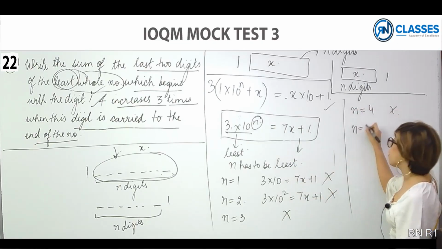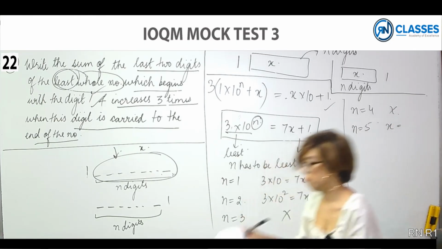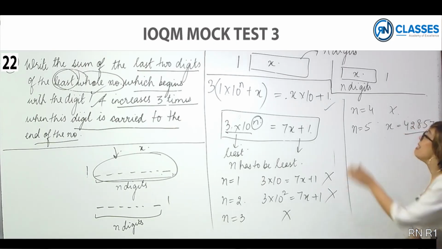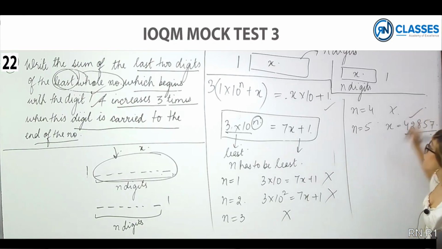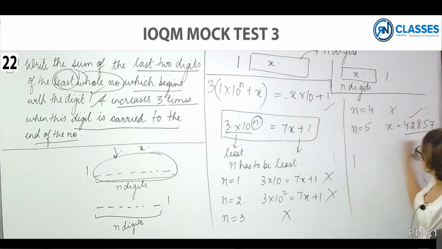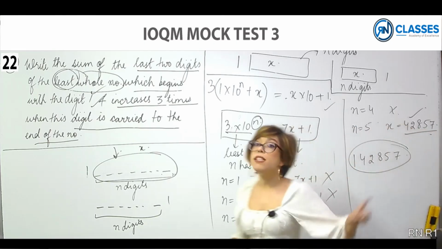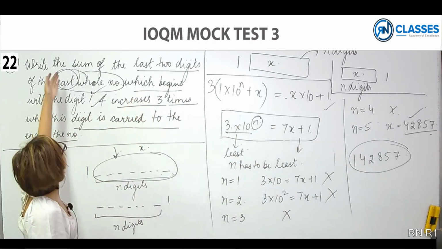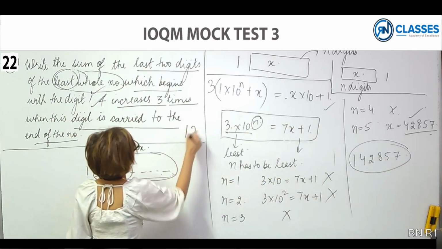For n equal to 5, you will get x as 4, 2, 8, 5, 7. That means this is the least value of n for which I am getting x as a whole number. So my number actually becomes 1 followed by x, so 1, 4, 2, 8, 5, 7. Now this is the least whole number which satisfies this condition. Got it? Now he says you need to write the sum of the last two digits. The answer for this question is obviously 12.